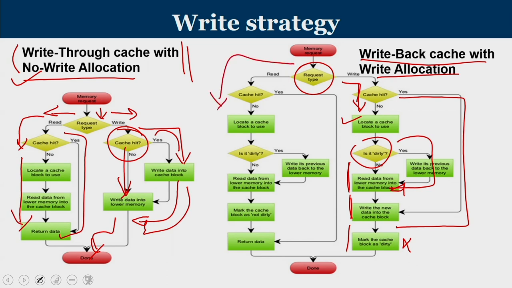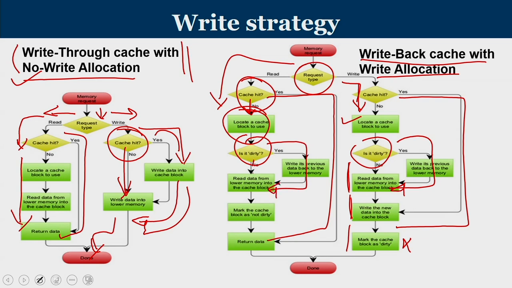On the other side, if it is a read operation, check whether it is a hit or not. If it is a read hit, yes, you return the data. If it is a read miss, you have to find the block that is to be replaced. Is it dirty? If so, write into main memory and then read the corresponding contents. Mark the cache block as not dirty, because now it is a newly arrived block, and then you return the data.